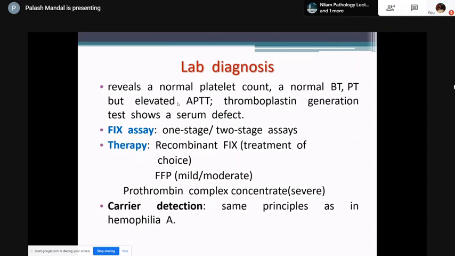Lab diagnosis here is almost similar, but by the factor assay we will see the factor 9 deficiency instead of factor 8 deficiency, but the rest are the same as hemophilia A. Okay, here also we will have increased APTT but normal bleeding time and prothrombin time, and thromboplastin generation will show a serum defect.